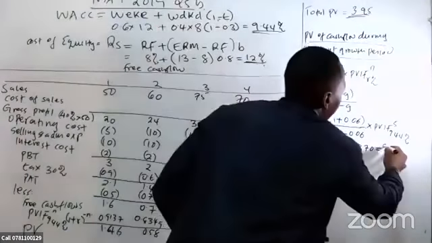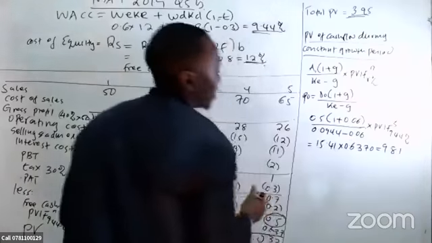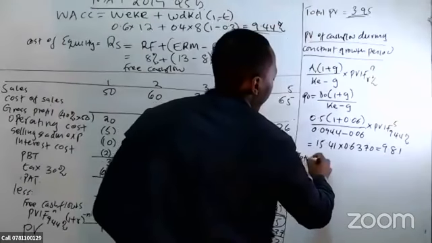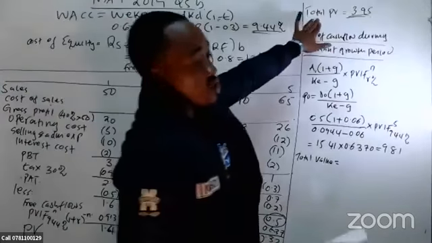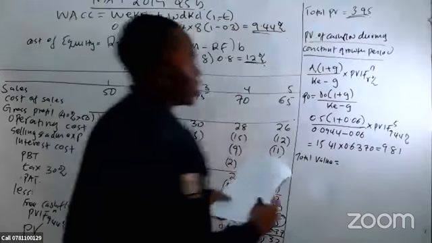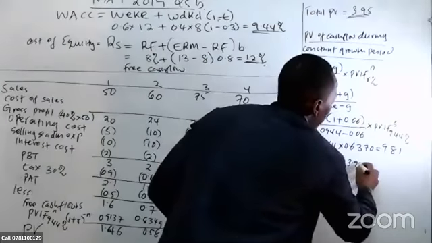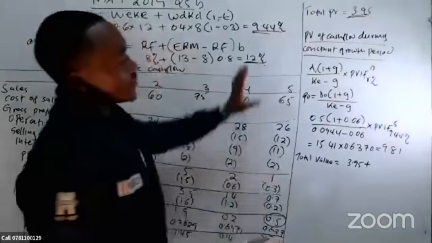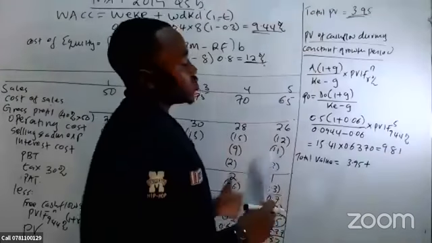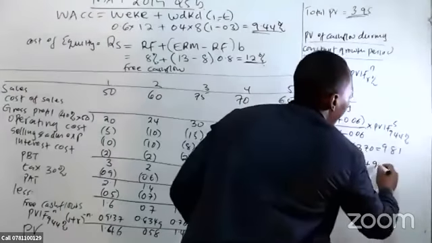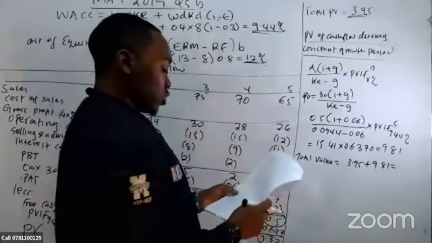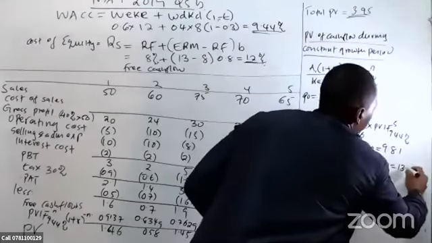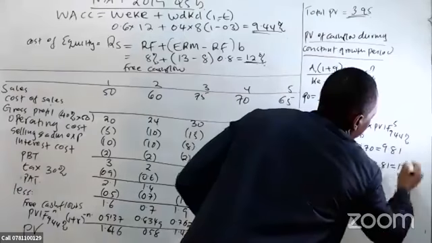You'll get 9.81. So now the total value: you already have the total present value from year 1 up to year 5, which was 3.95. Also, we have the present value during the constant growth period, which is 9.81. So in that case, the total value of the company to be paid is 13.76.